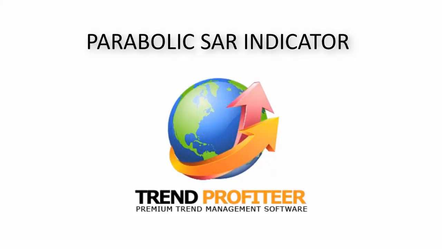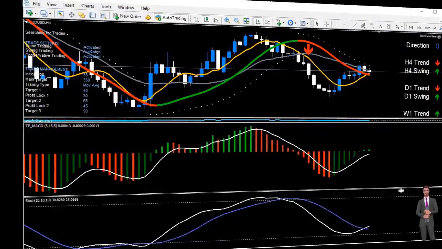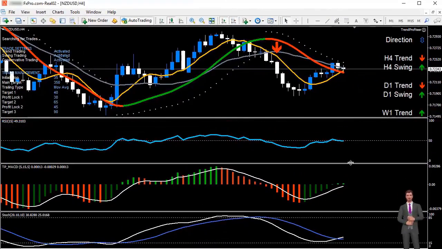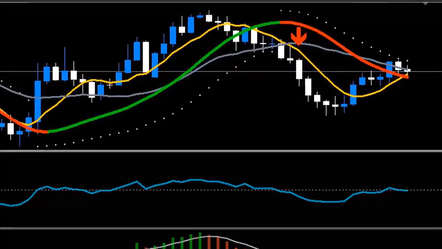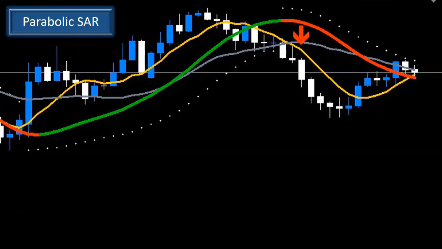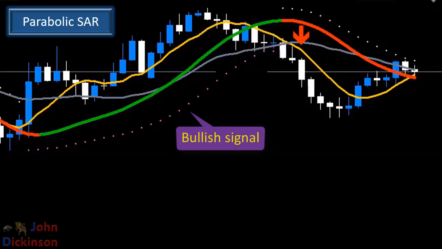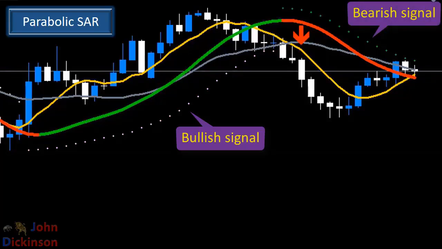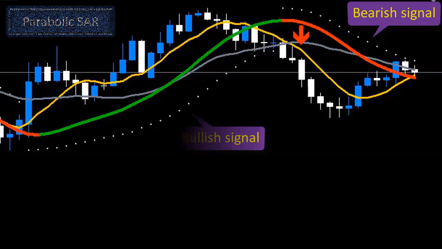Parabolic SAR indicator. The parabolic SAR, also known as the Stop and Reversal System or SAR, by Wells Wilder, is a trading indicator that was devised to find potential reversals in the market price direction. A dot placed below the price is a bullish signal suggesting momentum will remain in an upward direction. A dot placed above the price is a bearish signal suggesting momentum will remain in a downward direction.